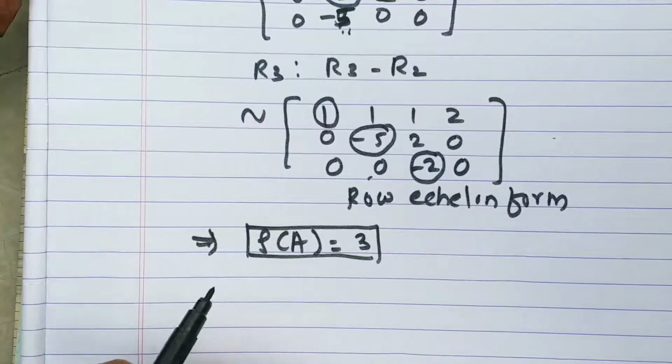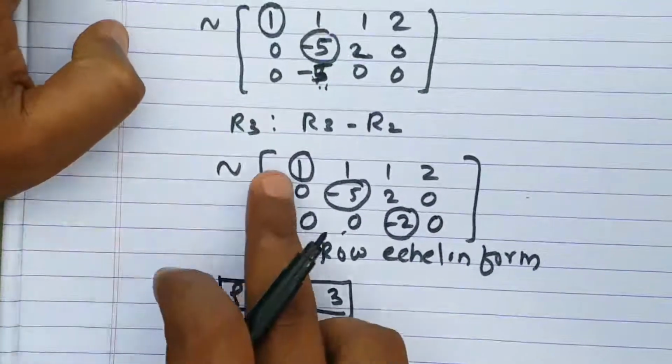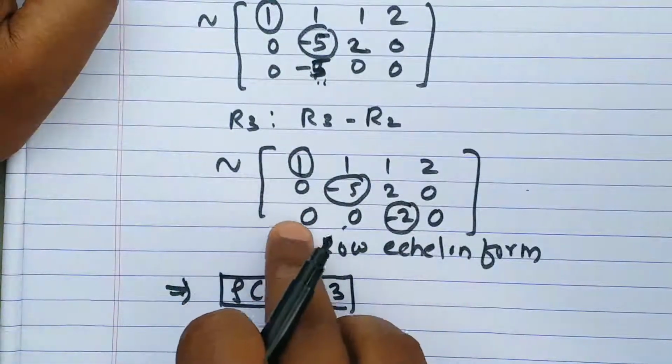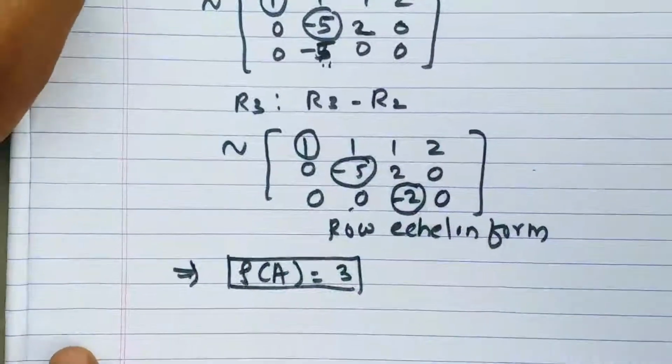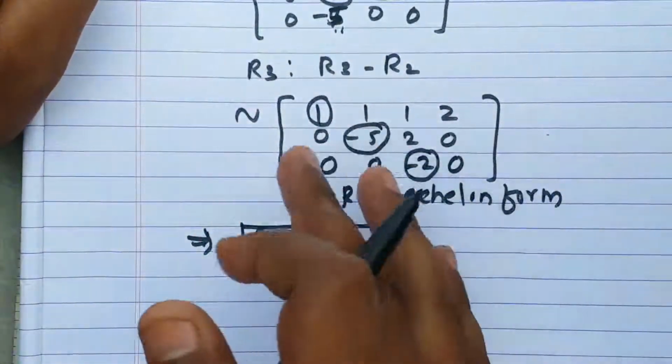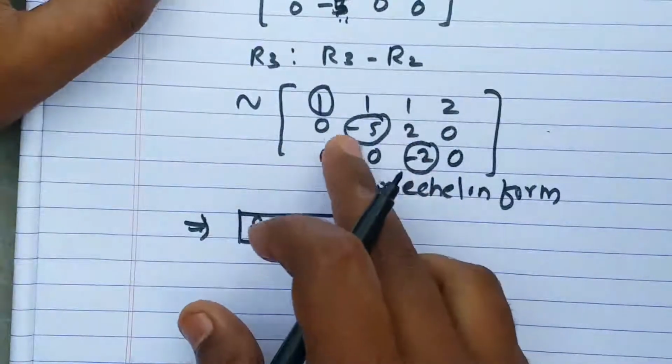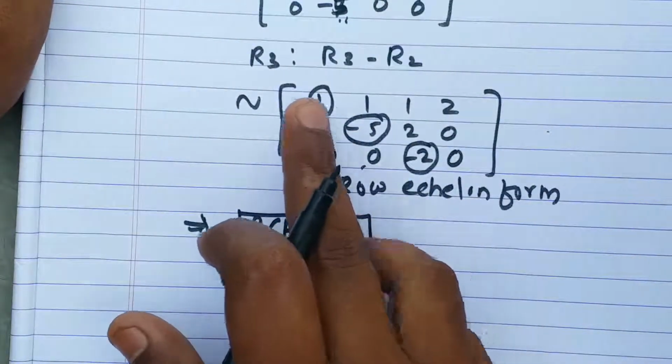So very first, try to bring 1 here if the calculations are difficult. Even if you don't bring 1 here, if you directly make these two entries 0 without bringing 1, still okay, no problem. But we are avoiding the calculations of fraction terms. So for making calculations easier, we are trying to bring 1 here first.